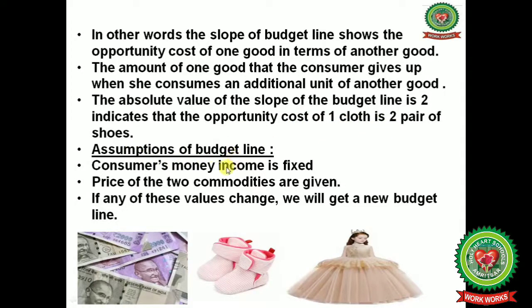Assumptions of the budget line. Consumer's money income is fixed. Prices of the two commodities are given. If any of these values change, we will get a new budget line.